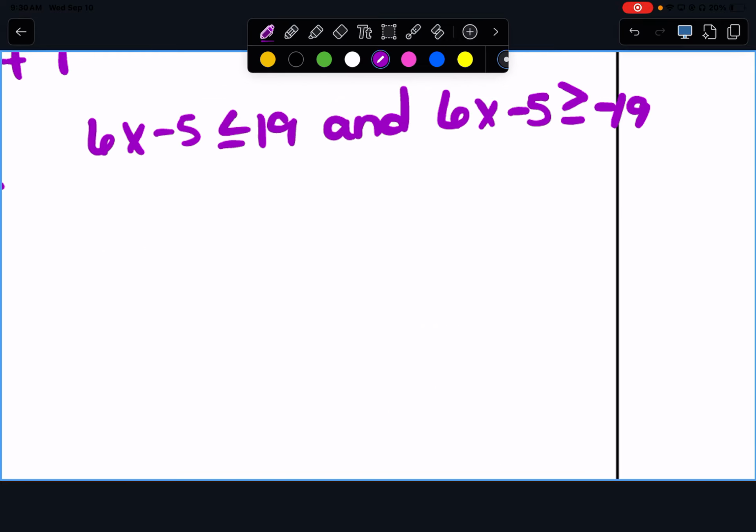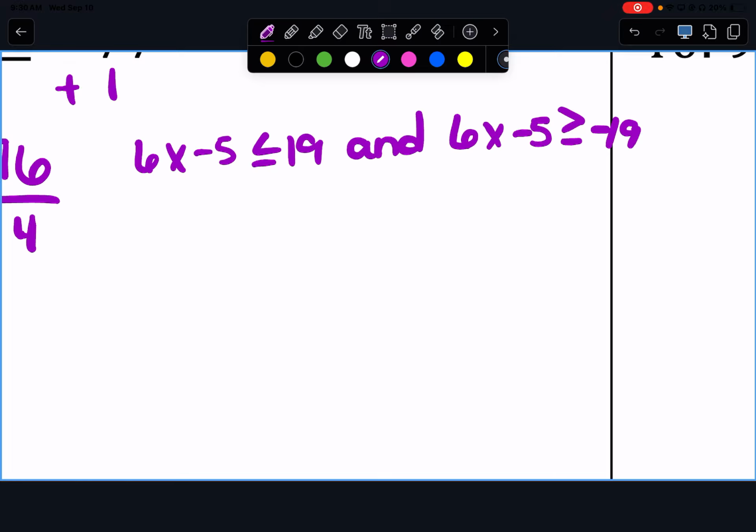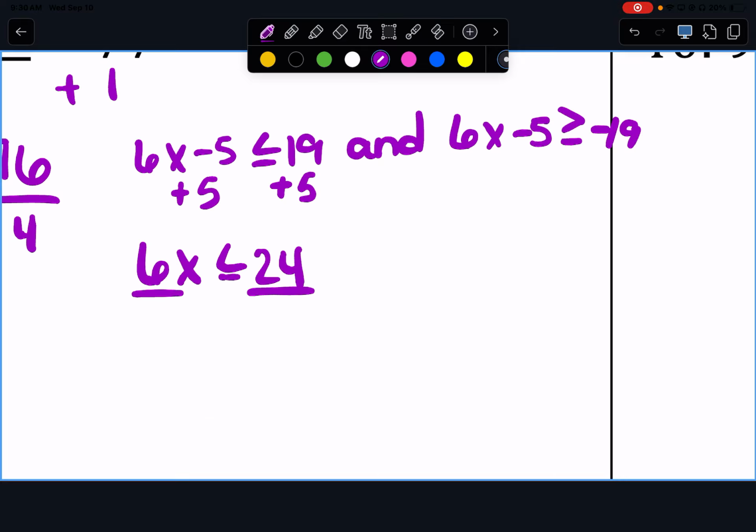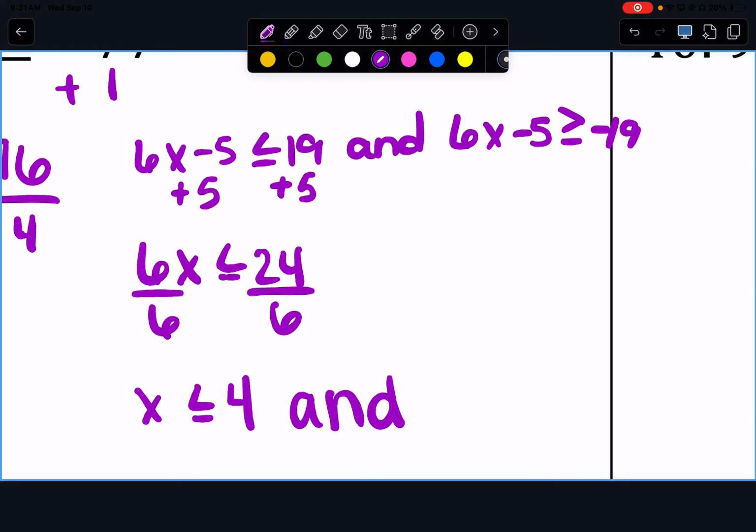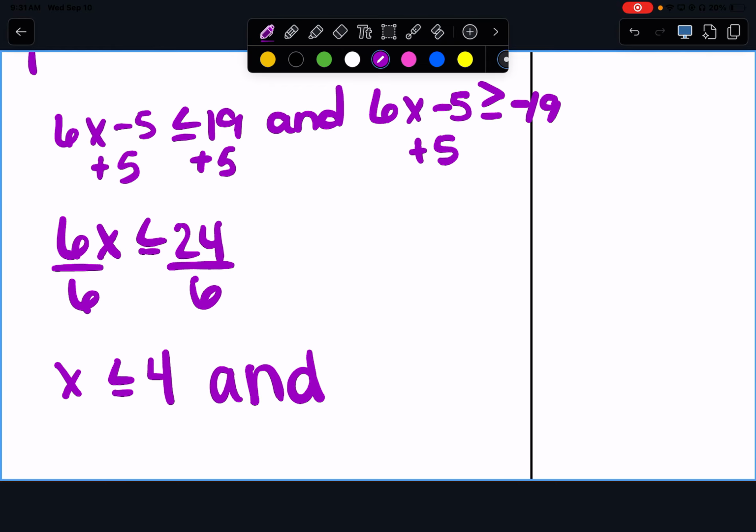Okay. So let's solve from here. How do I solve these? Add 5. What is 19 plus 5? 24. So 6x is less than or equal to 24. Divide both sides by 6. So x is less than or equal to 4. Then we have AND. Do the other one. Same thing. Add 5. We get 6x is greater than or equal to, what is negative 19 plus 5? Negative 14. Divide both sides by 6. We have x is greater than or equal to, can I simplify 14 over 6 to what?